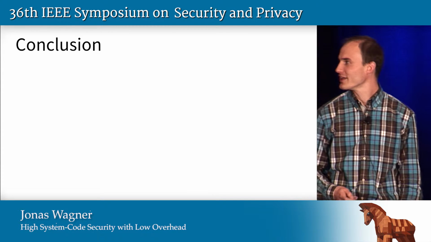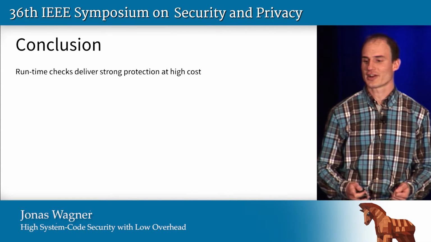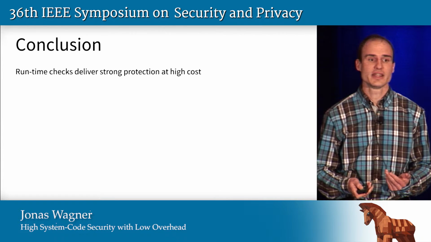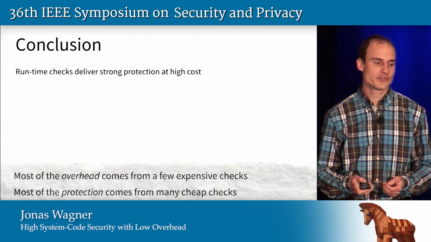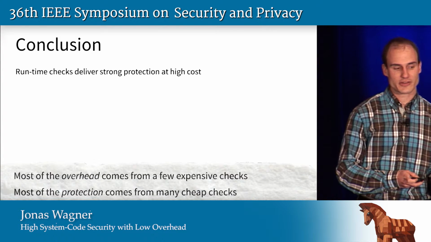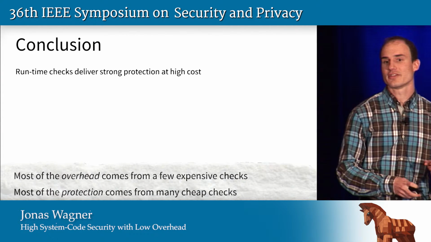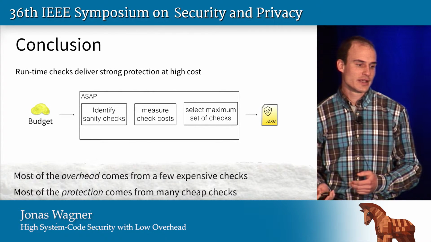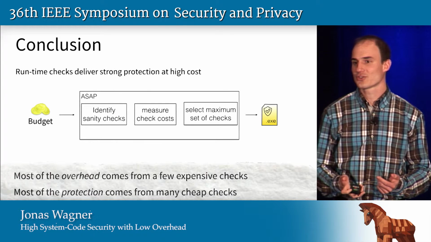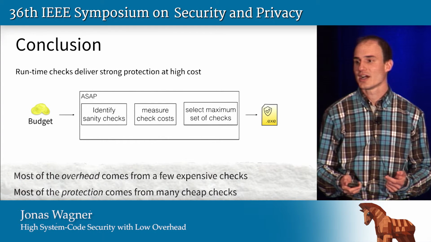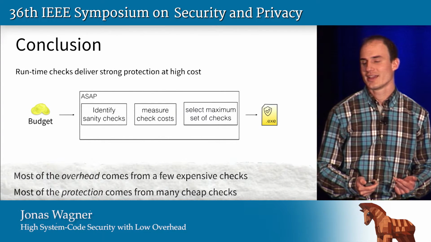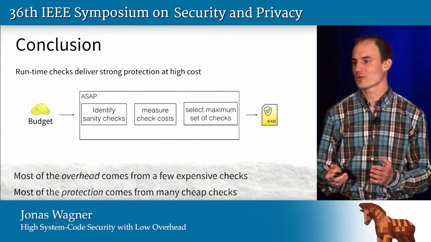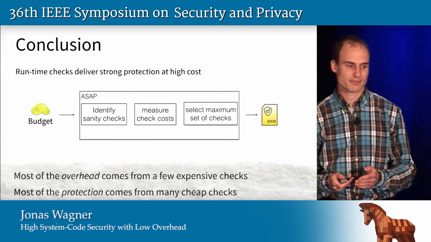I will conclude by saying that runtime checks are a great way to protect software. Their cost is high, but we found that the cost usually comes from just a few checks that are expensive. On the other hand, most of the protection comes from checks that are cheap. So we built ASAP, a tool that allows the user to specify how much overhead they're willing to pay and creates an executable that provides maximum protection for that overhead budget.